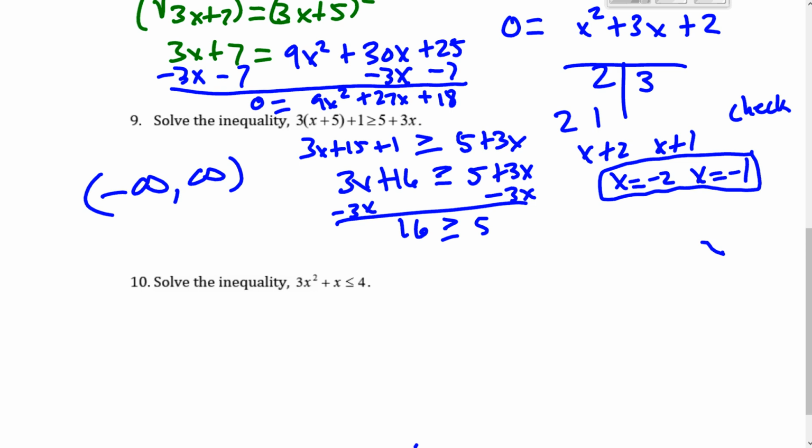Plug in a 1. 1 plus 5 is 6. 6 times 3 is 18. 18 plus 1 is 19. 1 times 3 is 3. 3 plus 5 is 8. Is 19 greater than or equal to 8? Yes, it is. You can try a negative 1. That'd be 4. That'd be 12. That'd be 13. That'd be negative 3. That'd be 2. Yep. So it's going to work for all numbers.